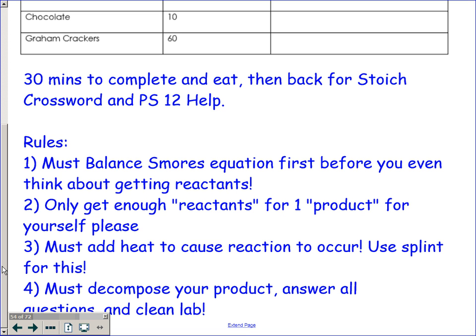Listen, 3, 2, 1, listen. Okay, thank you. Everybody has flashes on, so we're going to turn the fire on. One person's going to get that Bunsen burner ready to go with the strike through the middle. The other person's going to come and grab the materials for just 2 s'mores. So one for you, one for your partner. Okay, let's go.